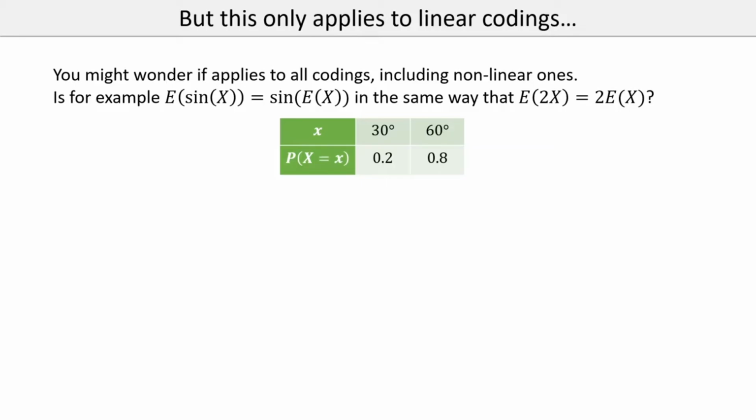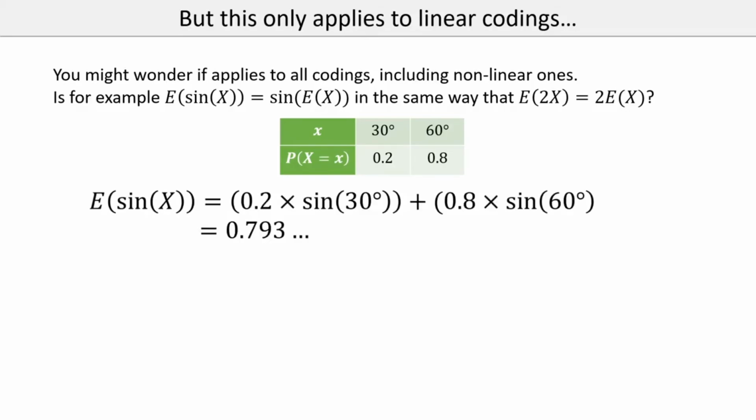Looking at this example here, we could calculate the expectation of sine x. We're going to put the angles 30 and 60 into the sine function and multiply by the associated probabilities. So sine 30 multiplied by 0.2 and sine 60 multiplied by 0.8. That gives us an answer of 0.793.